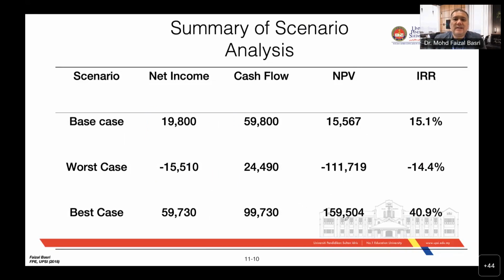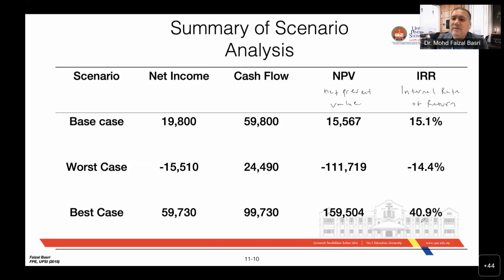With the best case scenario, 159,504. So IRR also the same, eh? If you have the financial calculators. Okay, but the question doesn't ask you to find IRR, but you can find the IRR function, internal rate of return. This is internal rate of return. This is net present value. Okay, so both functions can be done using financial calculators very easily.